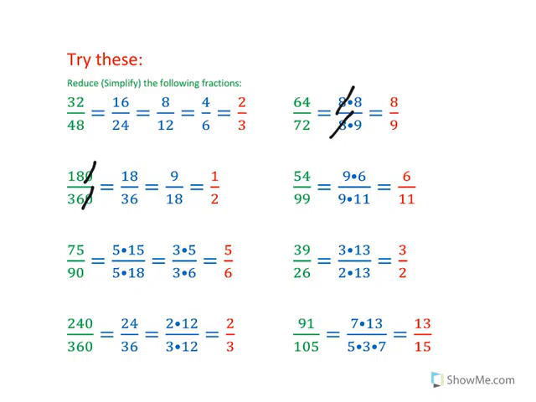54 over 99, that's a little bit trickier. Well, what do you know? You know 54 is 9 times 6, oh, and 99 is 9 times 11. So you get rid of your 9s, and you're left with 6 over 11.